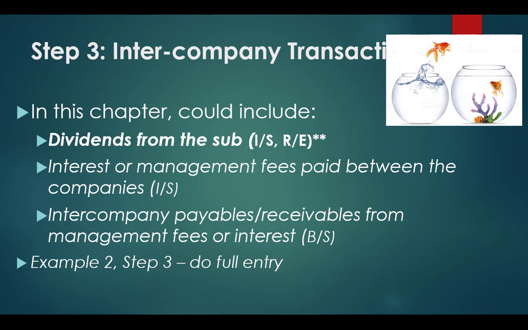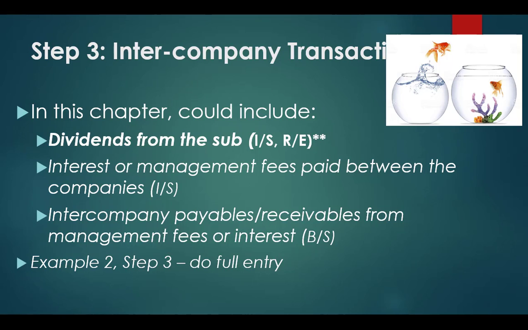So we want to eliminate dividends from the subsidiary. This is going to affect our income statement and our retained earnings. We're going to eliminate interest or management fees paid between the companies. Again, this is going to affect our income statement. And we want to eliminate any intercompany payables or receivables from management fees or interest. That's going to affect our balance sheet.